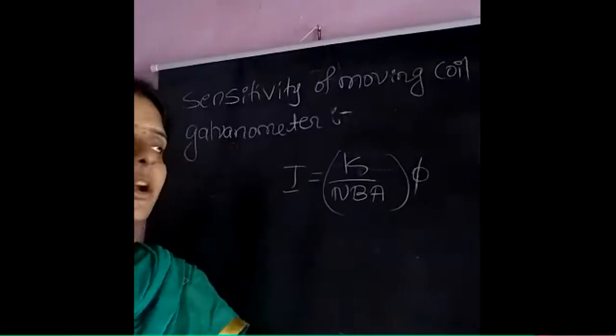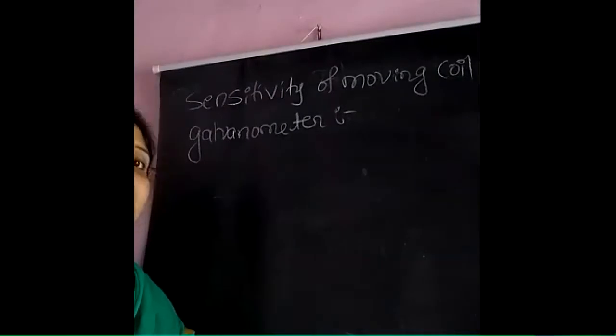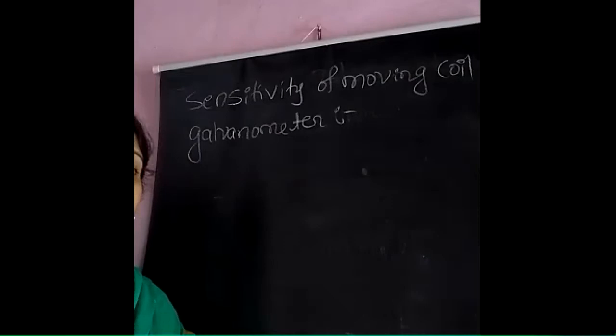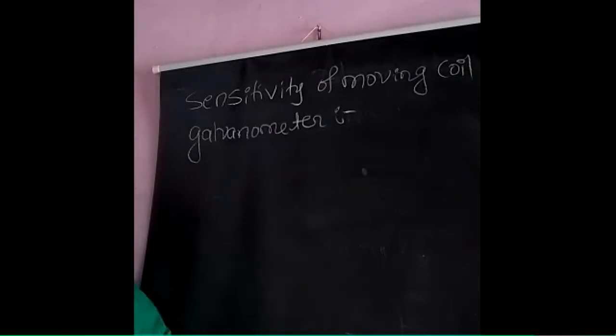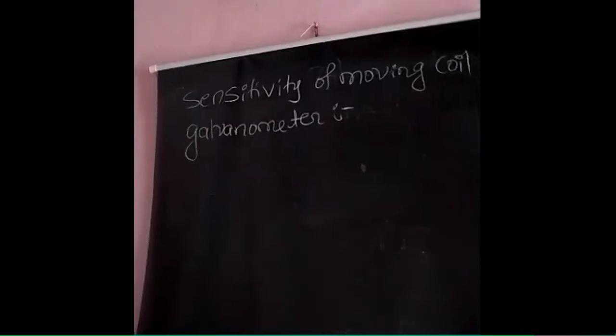So today our topic is the sensitivity of the moving coil galvanometer. What is the sensitivity of a moving coil galvanometer? A galvanometer can be converted into an ammeter and a voltmeter. Based on that, we have two types of sensitivity. So what are the two types of sensitivity here?